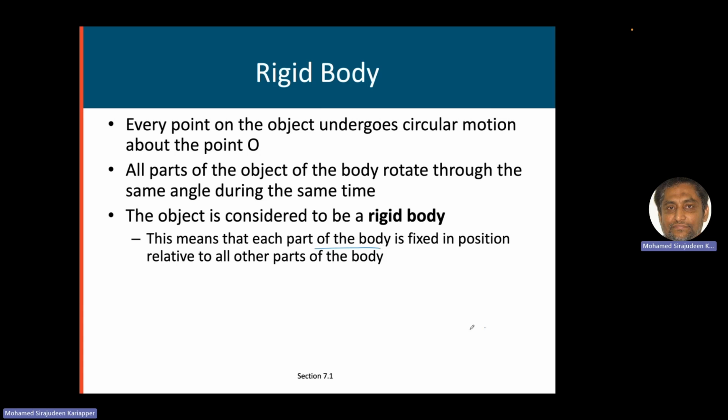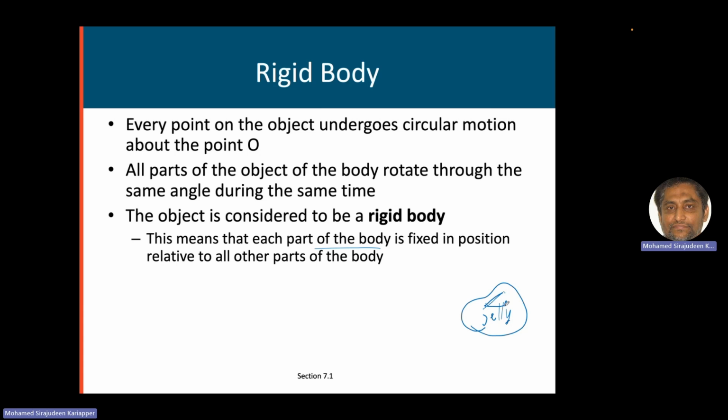For example, jelly. If you check jelly, it's a solid, right? But it's not a rigid body. It is wobbling, right? So the relative position can change. If the distance between these 2 points is say 1 centimeter, after a while it can become 2 centimeters. It can wobble and the shape can change. So that is not a rigid body. So now you understand rigid body. The reason I told you about rigid body is whatever we do now is valid for rigid body only.